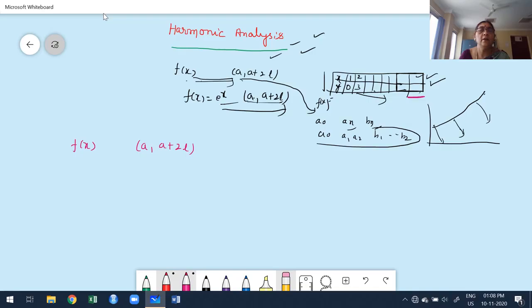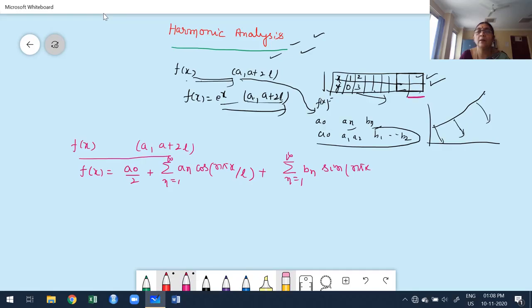For example, what is our general expansion of Fourier series for the interval a comma a plus 2l? f of x is equal to a naught by 2 plus summation n ranging from 1 to infinity an cos of n pi x by L, and then summation n ranging from 1 to infinity bn sin of n pi x by L, where what are the formulas? Fourier coefficient formula: a naught is 1 by L, integral from a to a plus 2L, f of x with respect to x. Yeah, these things you already know.